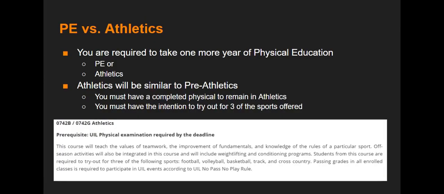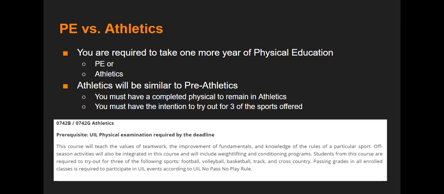You are required to have a physical activity in 7th grade. Your options are PE, which is again very similar to the PE that you have either seen or know in 6th grade, or athletics, understanding that athletics is very similar to the pre-athletics, but at this point you will be moving on into a requirement of participating in 3 sports if you choose athletics. So that means trying out for those sports. Not necessarily required to make the team, but you do have to try out for at least 3 sports if you are interested in participating in athletics.